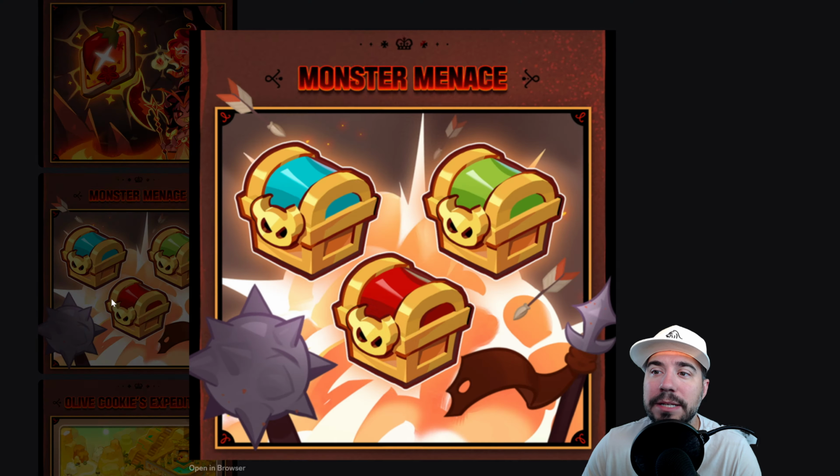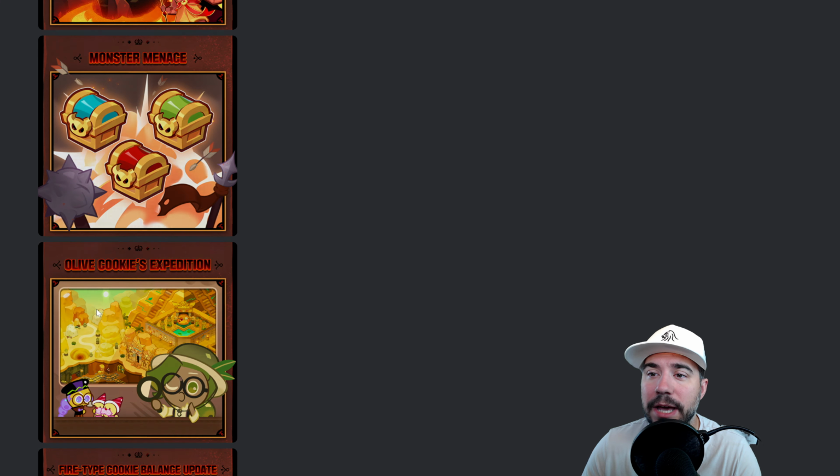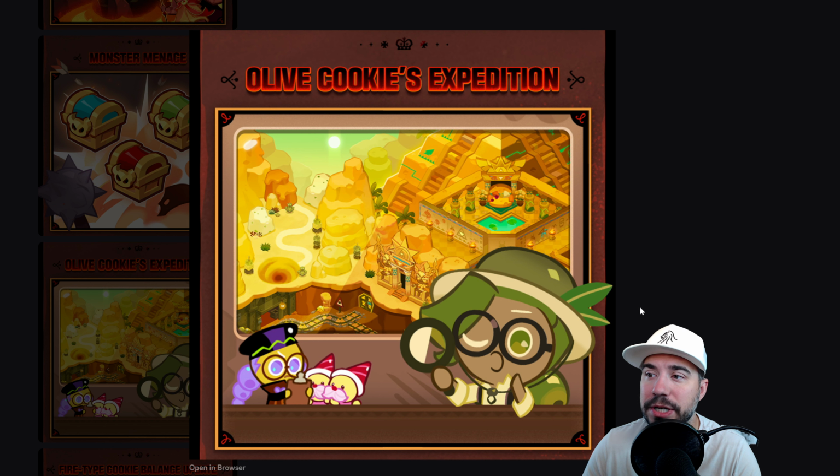Next, we have a Monster Menace. Look at that. Look at these chests. Looking forward to that. Some form of a mini game, something like that, or event. And then we have all of Cookie's Expedition. So check that out. Interesting, interesting, interesting. Now, this looks like our original one of the episodes there when we're going back into Earthbred and going around through there. So we'll see if there's some additional pieces.